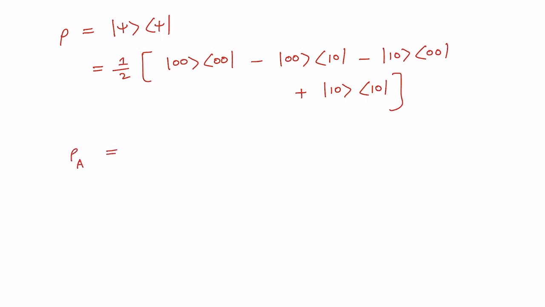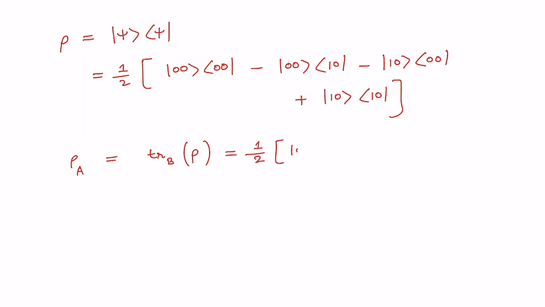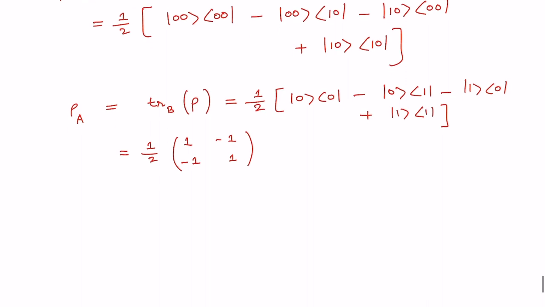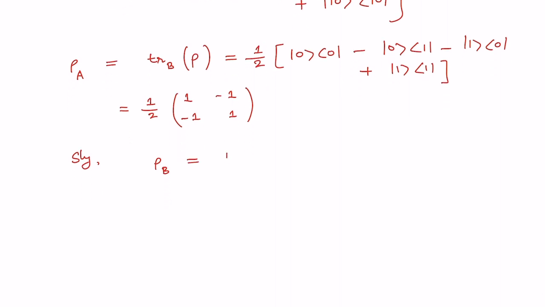You can find the density operator for the subsystem A by tracing out B from here, and this will give you 1/2 [|0⟩⟨0| − |0⟩⟨1| − |1⟩⟨0| + |1⟩⟨1|], and in matrix form I can write it as 1/2 [[1, −1], [−1, 1]]. Similarly, I can get the reduced density matrix for the system B. Here we have to trace out A, and I will also get 1/2 [[1, −1], [−1, 1]].